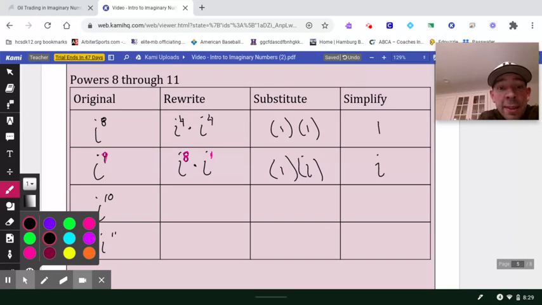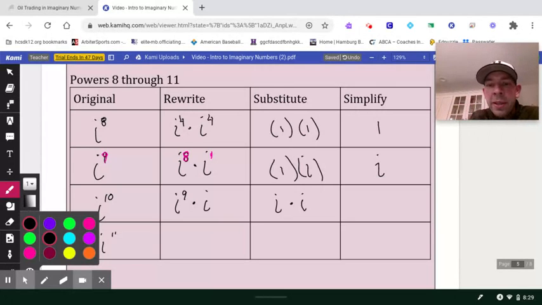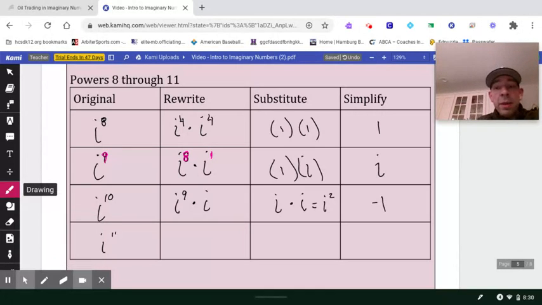I to the 10th could be, let's see, what could we do with I to the 10th? What if we did I to the 9th times I? I to the 9th is I, and I is I, and the product is I squared. But don't write I squared down. Ask yourself, what is I squared? That's just -1. So maybe the one thing you take away from this video, if all else fails, is that every time I see I squared, replace it with a -1. If that's the only thing you remember, you're going to be in pretty good shape.